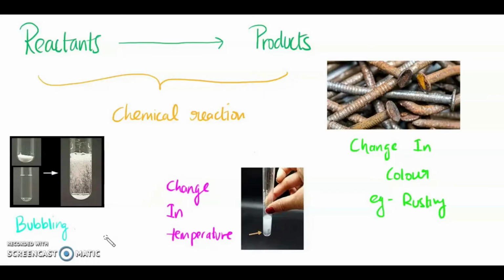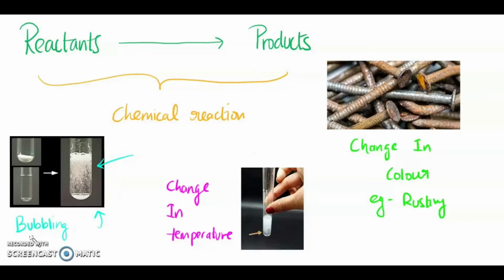One of them is bubbling. Bubbles being given off during a chemical reaction shows that a gas has been made. So a gas can be a product. Here you can see in this image, we have a solid reacting with a liquid, and that's producing a lot of bubbles, right? One of the reactions that we saw earlier was between vinegar and baking soda, and we know that that also produces a lot of bubbles, a lot of gas, right?